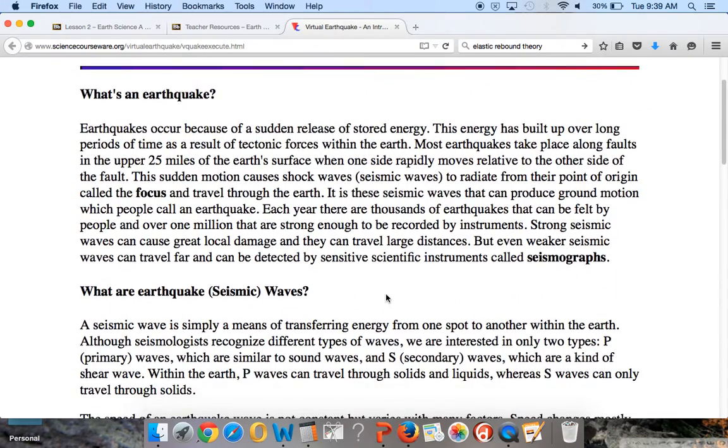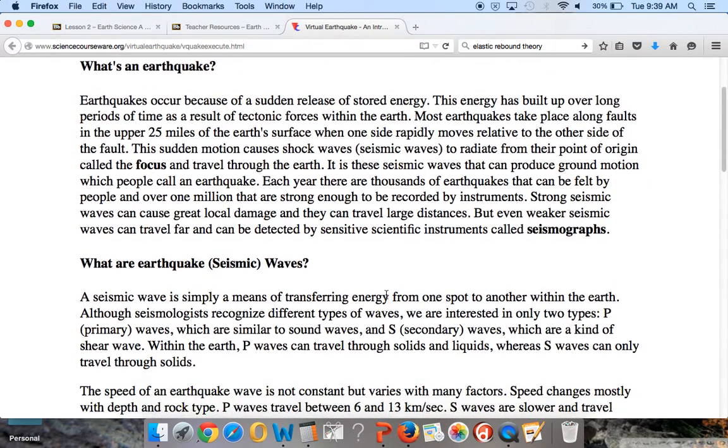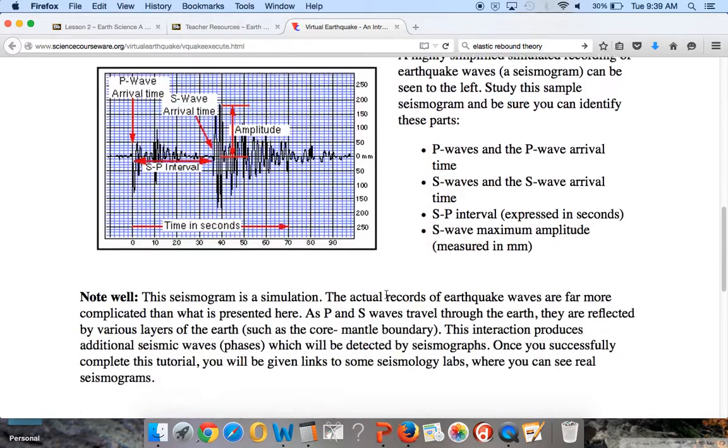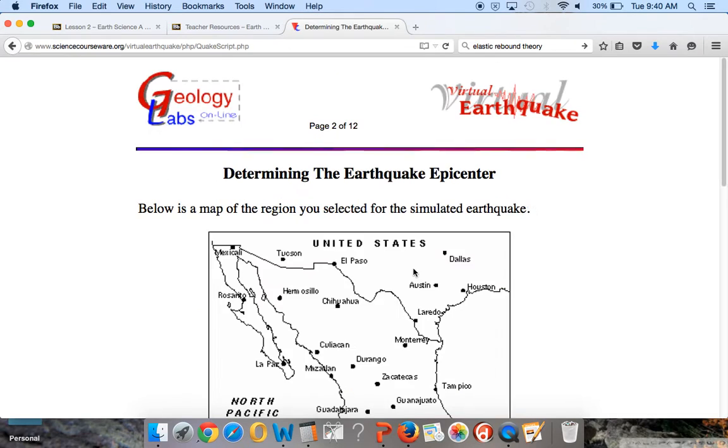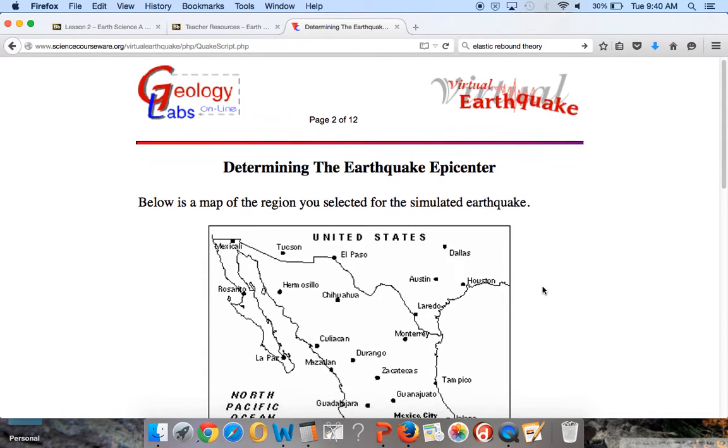You really need to read through this because there is some information on here that you will need for your test. I'm going to scroll down to the bottom. San Francisco's already chosen. That's one of your required ones to do, as is Southern California. So I'm going to choose the Mexico one. And if you would like to do the Japan one as extra credit, you can email that information to me. So we'll click on Submit Choice.